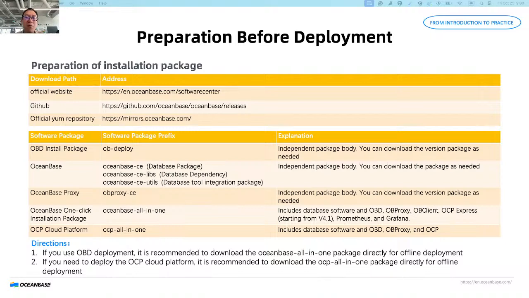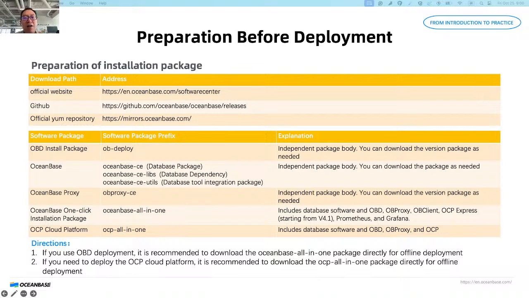The second one is our database package. Here we need to introduce that our database has 3 packages. The first one is the database package itself. The second one is its library dependency package. The third one is the database integration package. If you download them separately, we recommend that you download packages of the same version. In this way, when different deployment tools install them, they will verify the specific version of the packages to perform a consistency check.